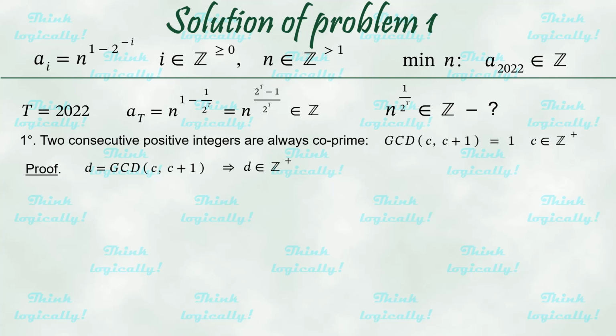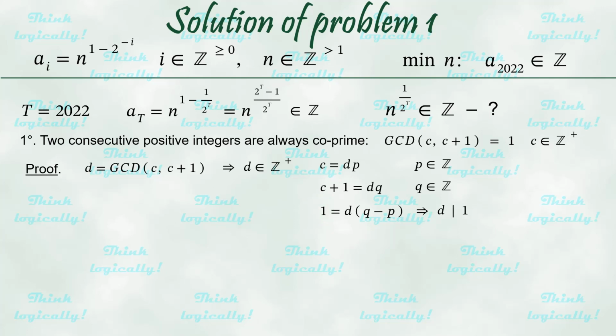In other words, c equals d times p, where p is an integer, and c plus 1 equals d times q, where q is also an integer. Subtracting the first equality from the second gives 1 equals d times (q minus p), which means that d is a positive divisor of 1.